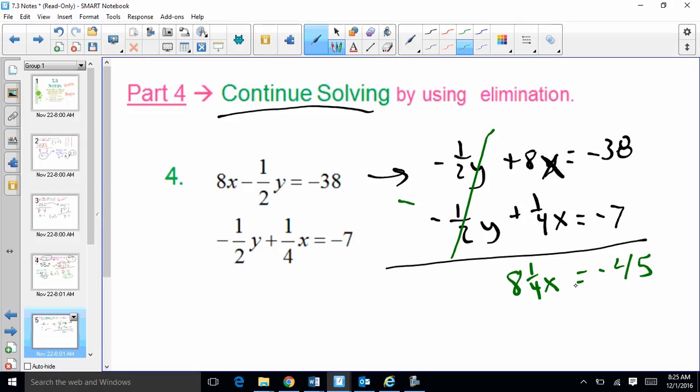And now I have to decide what I'm going to do here. I think what I want to do is just make this 8.25x equals a negative 45. And then I have to divide by that on both sides. So I get out my handy dandy calculator here. I could change it into an improper fraction and do things that way and multiply times the reciprocal. Sometimes that works out really great. It gets you to your answer quicker. But I'm going to divide using my calculator.